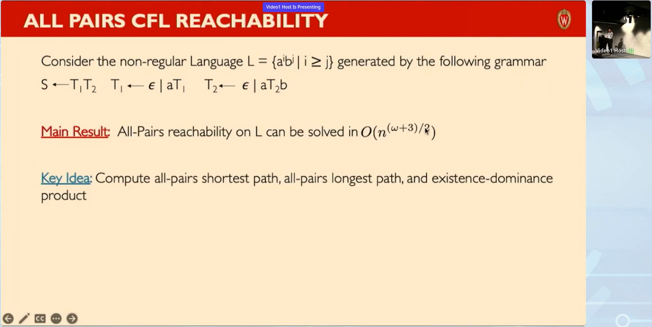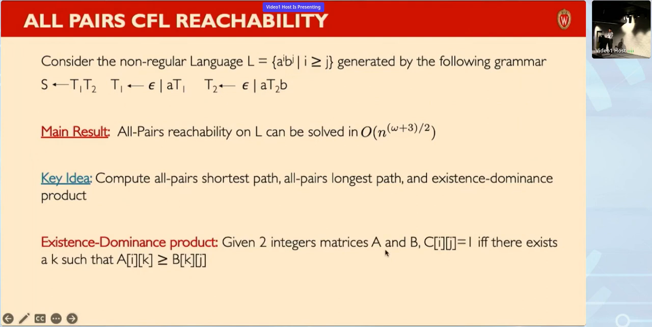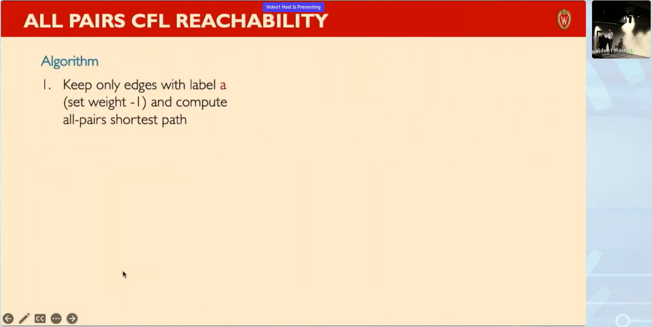So what is the key insight here? We do this using all-pairs shortest path, all-pairs longest path, and something known as existence dominance product, which says that if you're given two matrices A and B, you get an output matrix C such that C_ij is 1 if and only if there exists a k such that A[i][k] is greater than B[k][j]. So let me quickly sketch the algorithm.